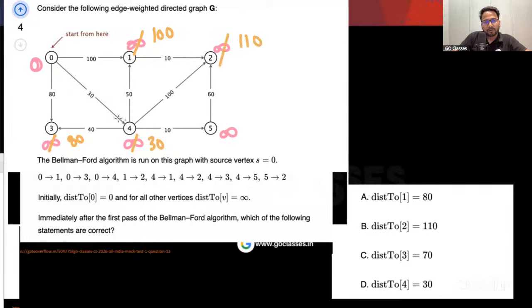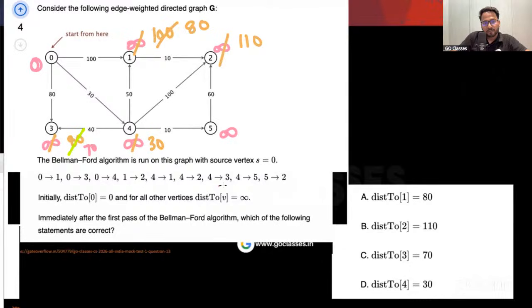Then 4 to 1, where is 4? 4 to 1. So it will be 30 plus 50, it will be 80. So it will get updated, because I'm getting the shorter distance. 4 to 2, this is 130, so it will not get updated. 4 to 3, this is 40, so this will be 70. So it will get updated to 70, right?